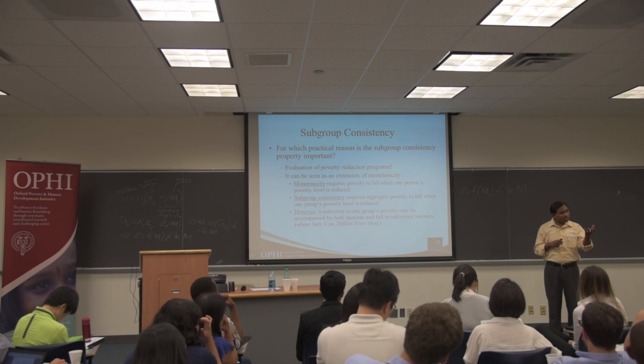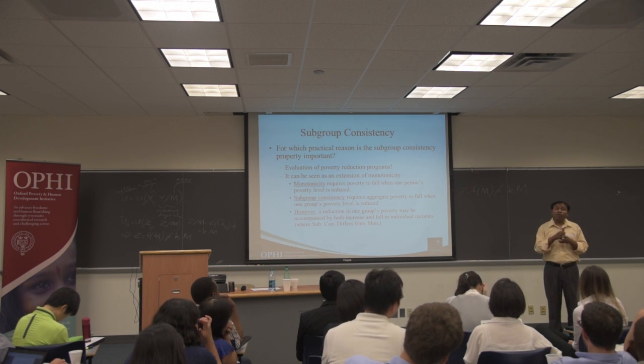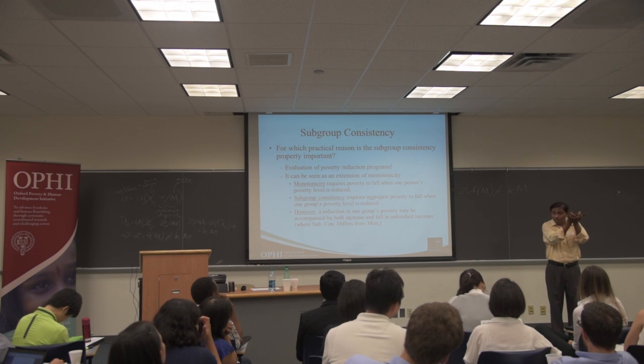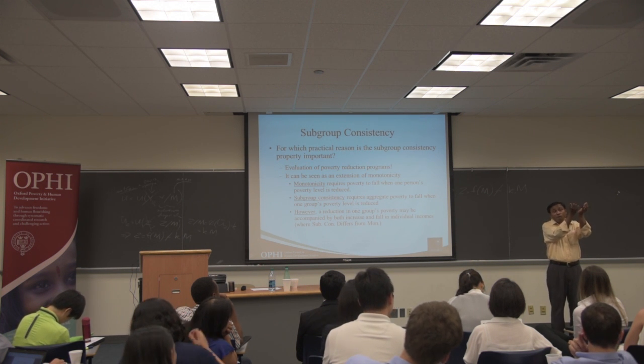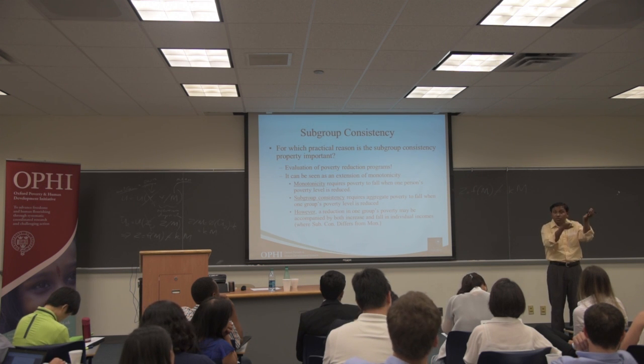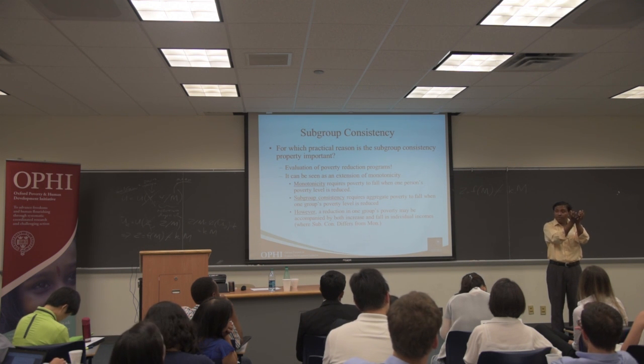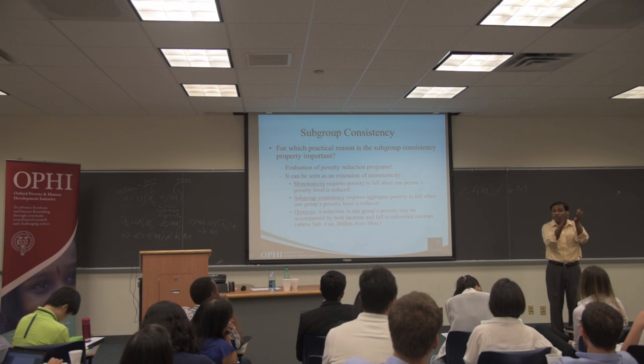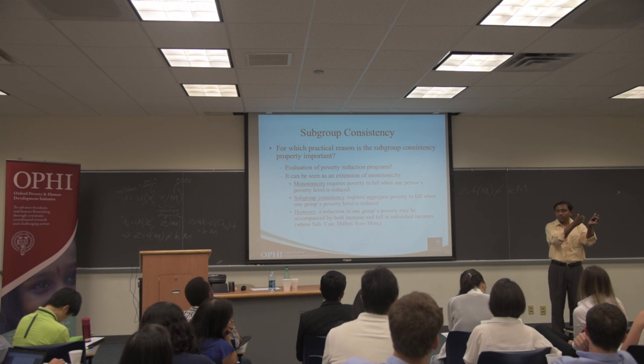In the subgroup consistency property, what we are saying is that the poverty in one group has gone up or gone down. Now, poverty can go up by simultaneous improvement and deterioration in the situation of the poor. So here we are just thinking of the entire group. So when you have two persons in a society and you divide them in two groups, monotonicity will be equivalent to subgroup consistency.